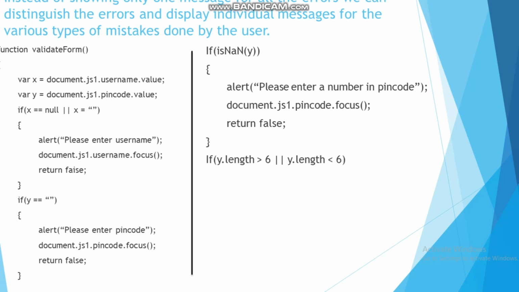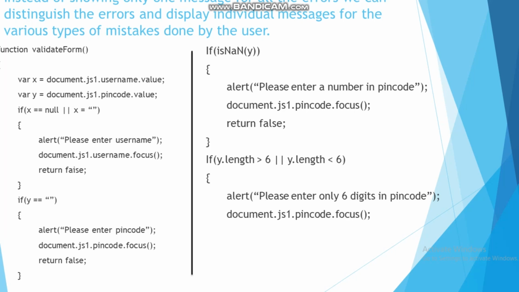So it will display different types of messages. Now for the last condition, if y.length is greater than 6 or y.length is less than 6, it means it is not 6 digits, it is less than or more than 6 digits, then it will display the message, please enter only 6 digits in pin code. Again it will display the cursor inside pin code and then return false. So if all is well, then it will submit the form, otherwise it will display an error message.